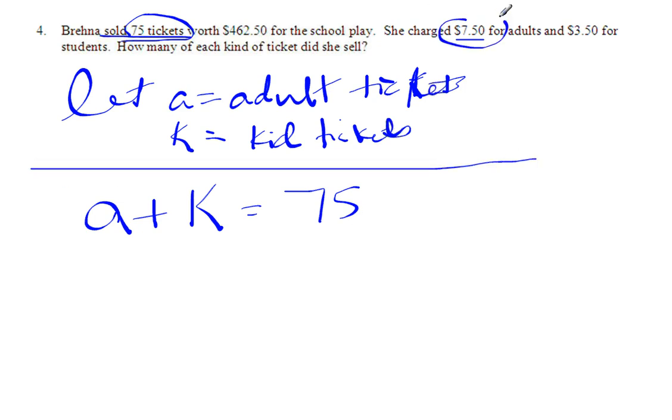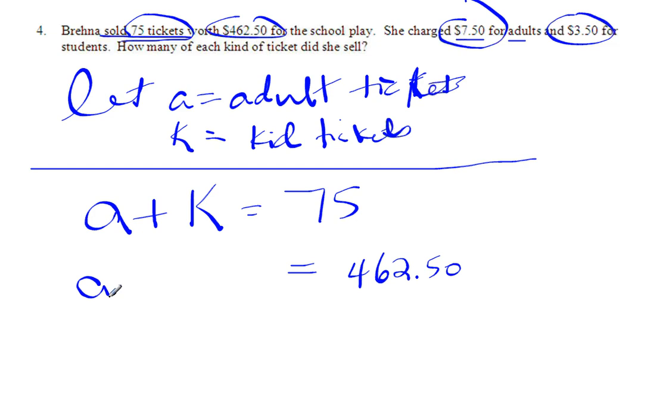Then the value. There's the money line. There's money, there's money, there's money. Total money is $462.50. And charged $7.50 for each adult. So for every A, there's 7.50 times that. And for every kid, there's 3.50, or just 3.5 times the students.